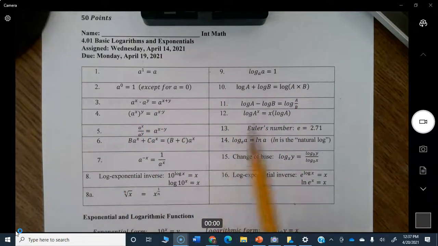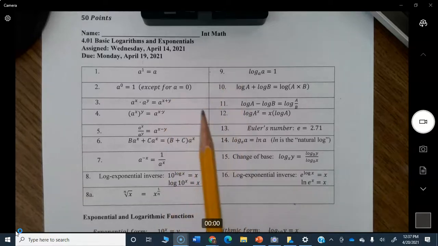You just want to become familiar with each of these principles. The best way to do it is just to work problems rather than just talk about them. But these are the principles that deal with logs and with exponentials.